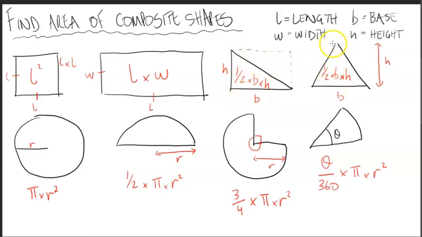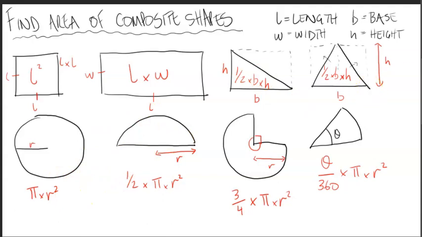Same with this type of triangle here. This is half. So that half goes there, that half goes there. So the formula still remains the same: half times base times height. Get your base, get your height, multiply them together, and then halve them.